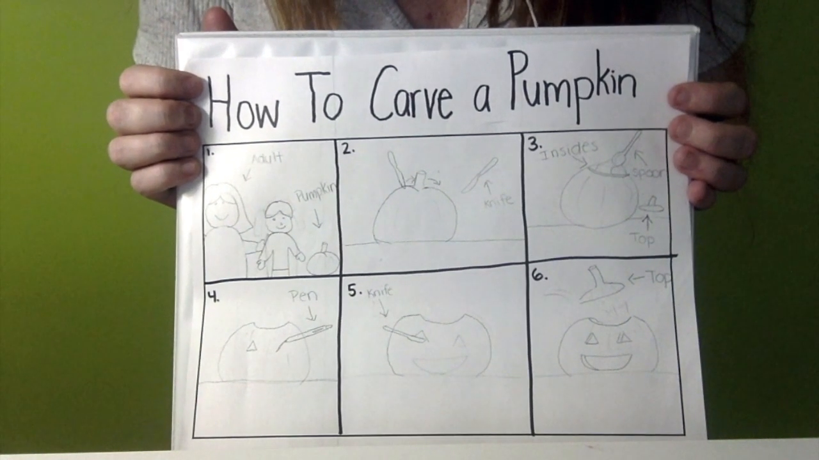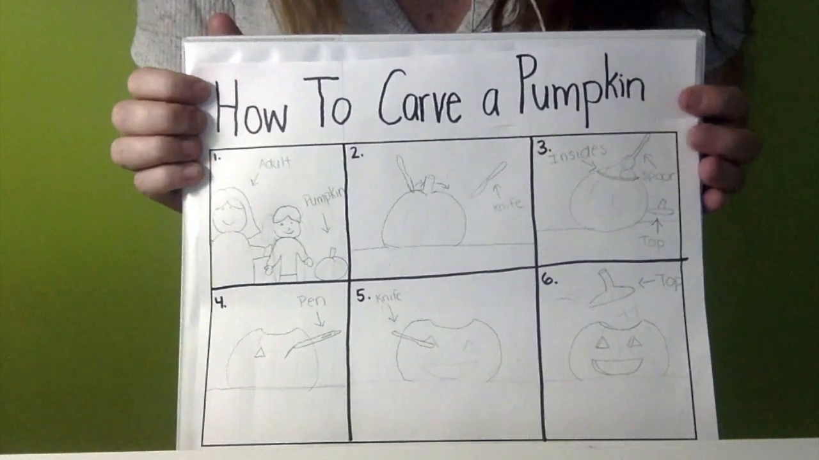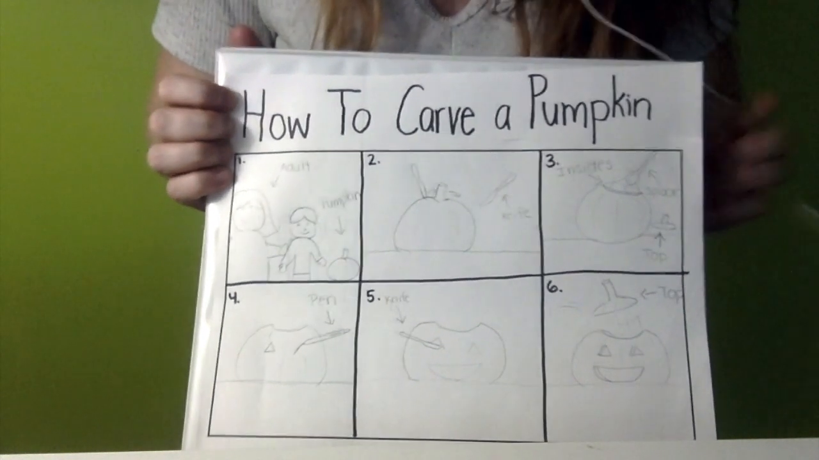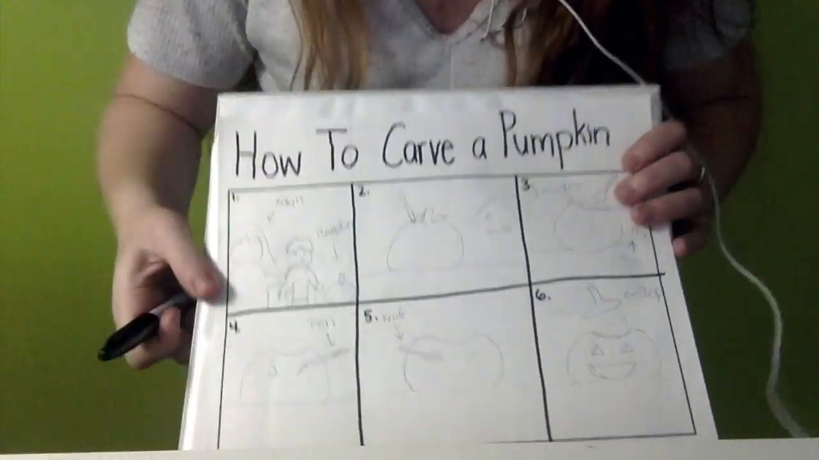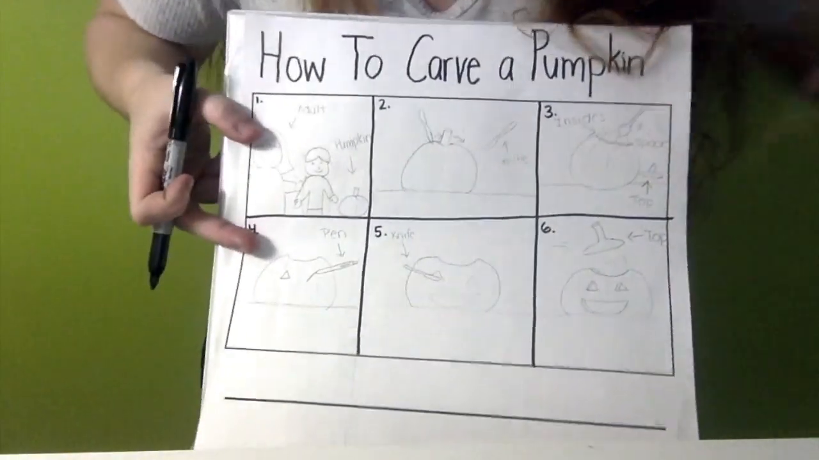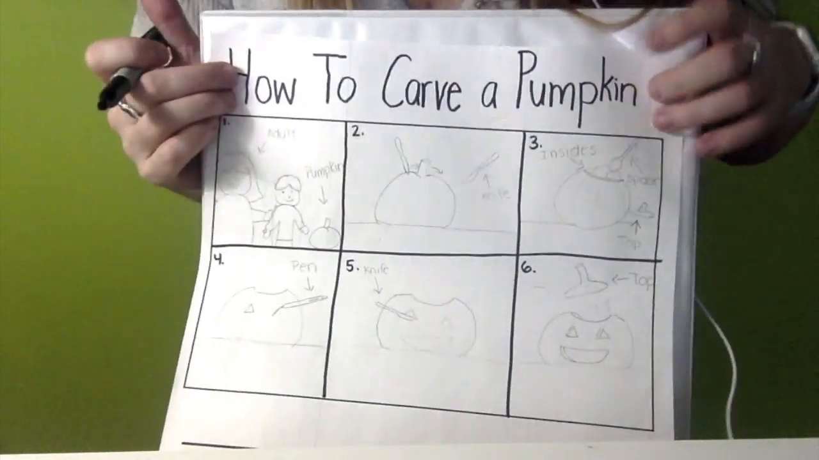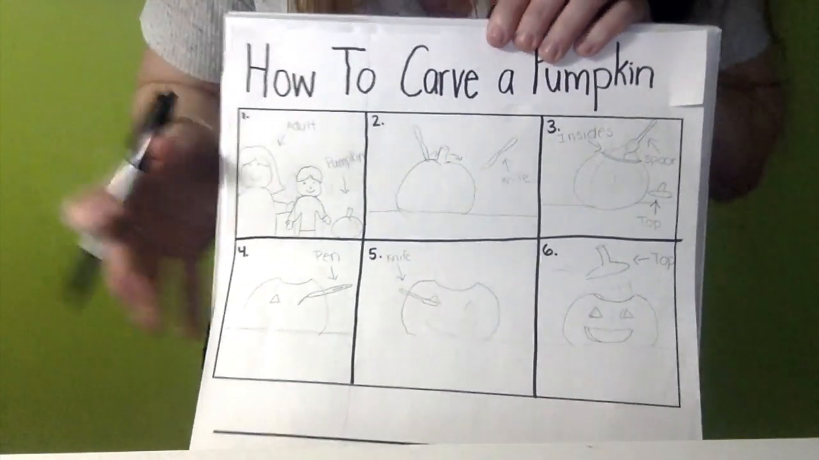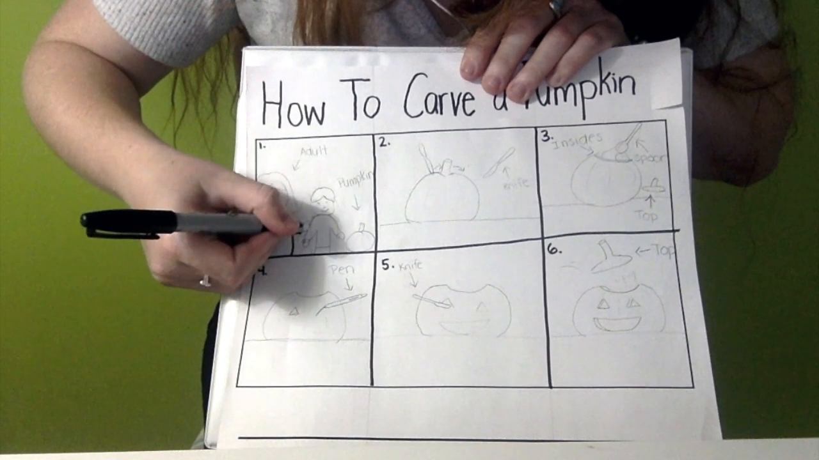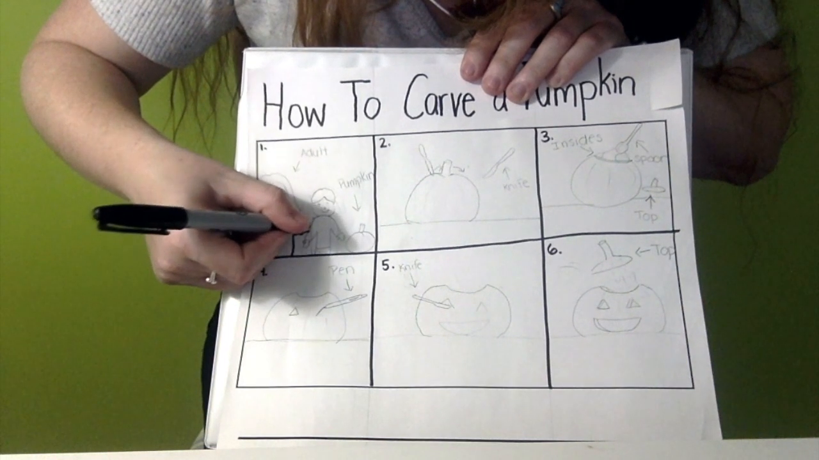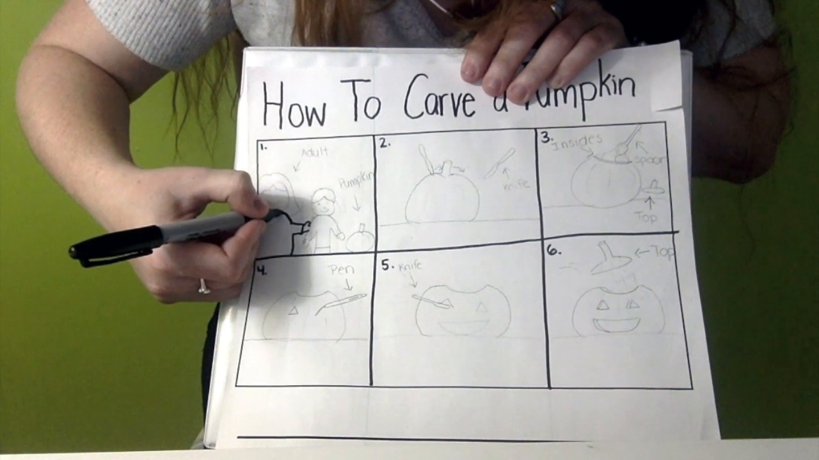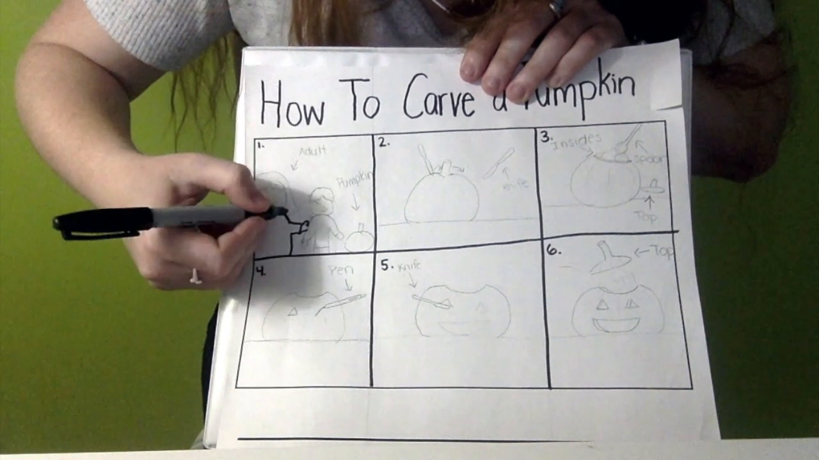So when I was listing my steps, I thought about the first thing that's important to have when you're carving a pumpkin. And the first thing that I decided was important to have, and one of the things that Gail Gibbons helped to remind me of, was that you're going to need an adult. So I decided that step 1 was needing an adult. So I'm going to go ahead and illustrate that step here. And remember, one of the things we really focused on is that our pictures match our words.